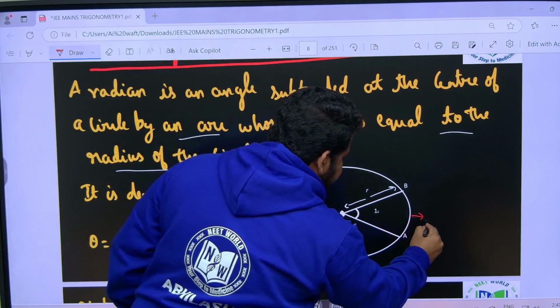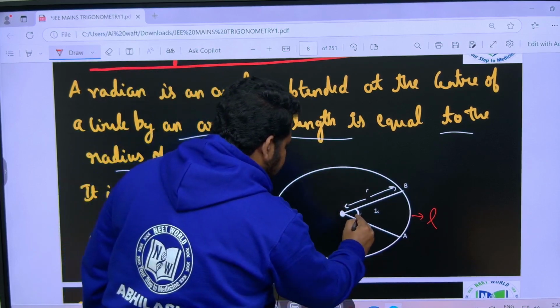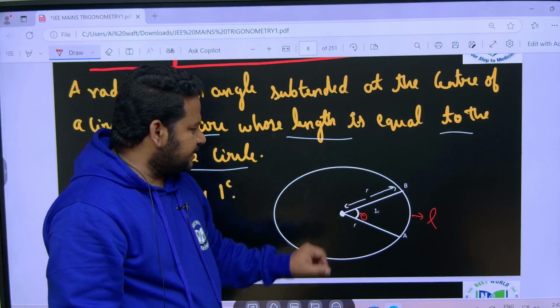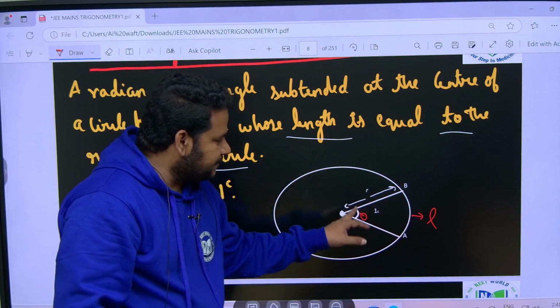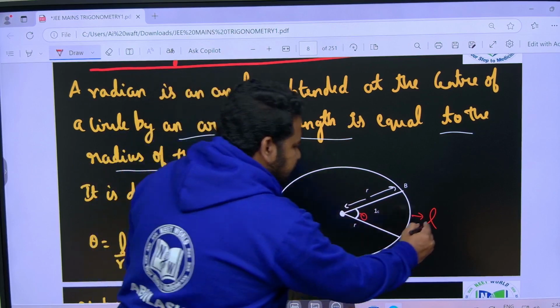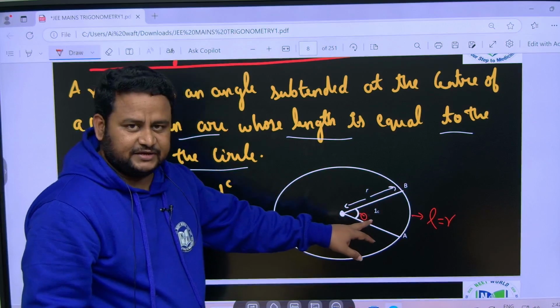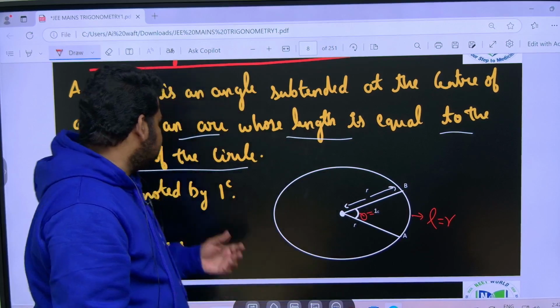Let this arc length be L. Let theta be the angle here. What do we call 1 radian? This theta will become 1 radian when this arc length L becomes equal to the radius R. When L is equal to R, whatever the angle we have here is called 1 radian.